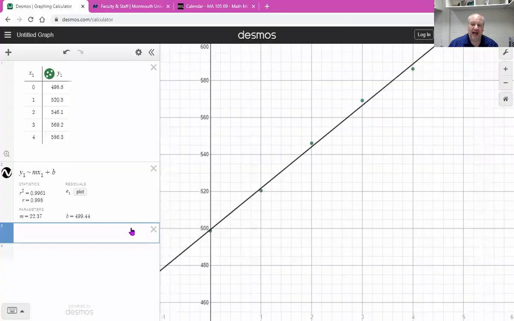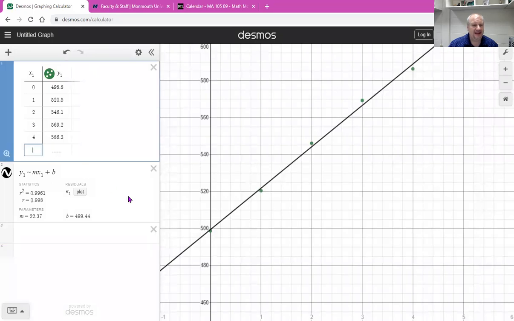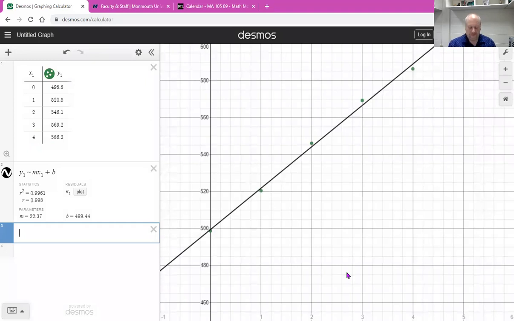If you're trying to find out what happens with 5, make sure that you don't just put a 5 here. 5 is not going to be here. That's not going to be how you get it. Instead, what you have to do is write in there y equals, and type in the actual formula, 2.37x plus 499.44. And notice it covers the black line. The red line is covering the black line. Why? Because they're the same line.